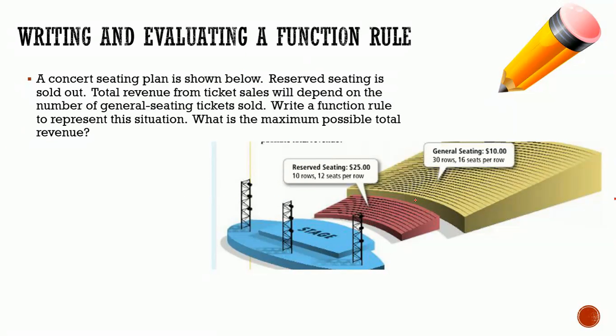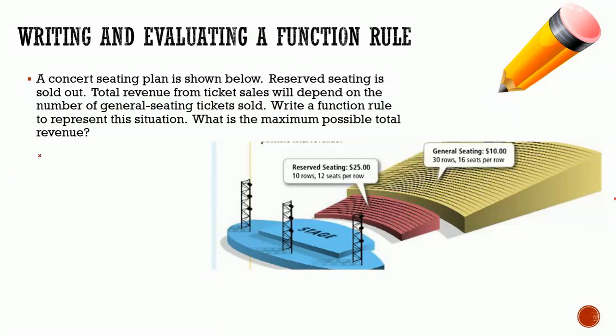Let's try when we actually have to write and evaluate. So I have this concert seating plan that's shown right here, and reserve seating is totally sold out. The total revenue from ticket sales will depend on the number of general seating tickets sold. Write a function rule to represent the situation. What is the maximum possible total revenue?